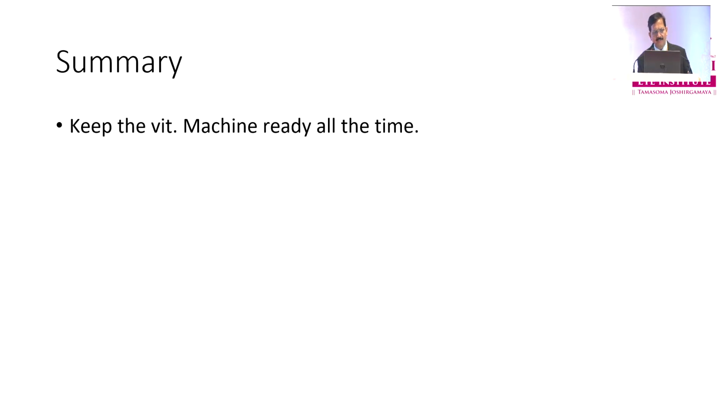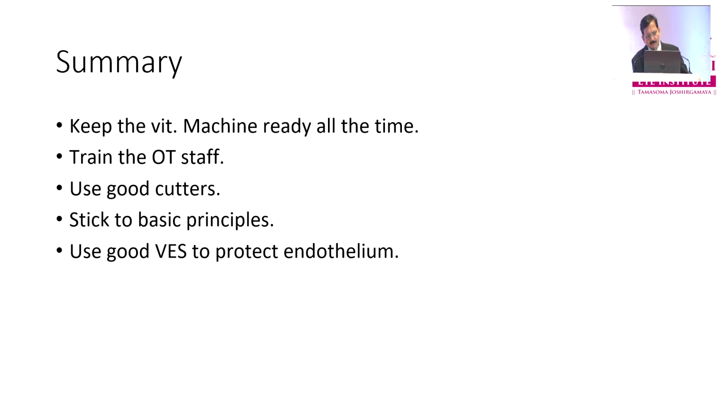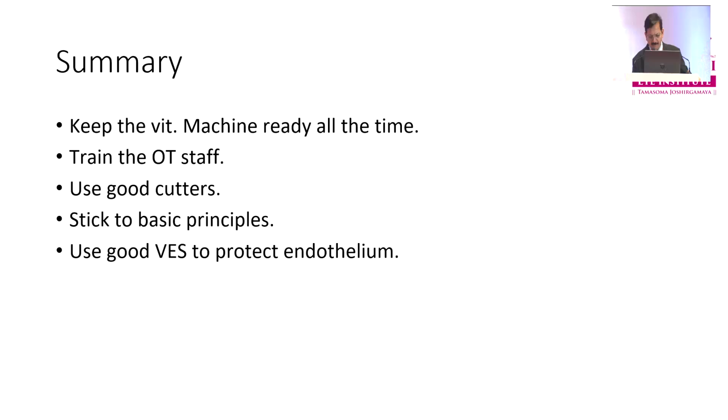So to summarize, keep the vitrectomy machine ready all the time. You will never know when you end up with a PC rent or vitreous in the anterior chamber. Train the OT staff so that you don't lose much time, and use good sharp cutters so that there is no pull on the retina. Stick to the basic principles of dry vitrectomy followed by bimanual vitrectomy, and use good viscoelastic substance to protect the corneal endothelium. We have seen many people who do very good vitrectomy, but by the time they finish the surgery, the cornea becomes hazy.